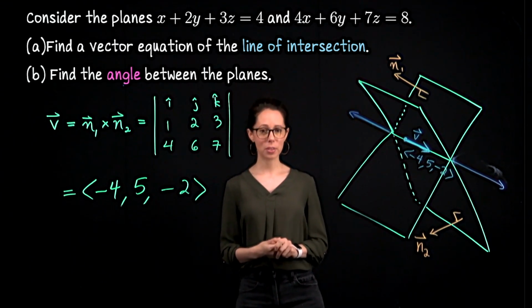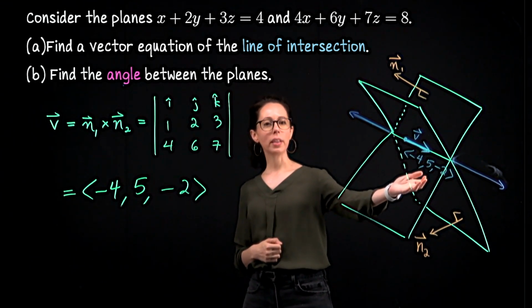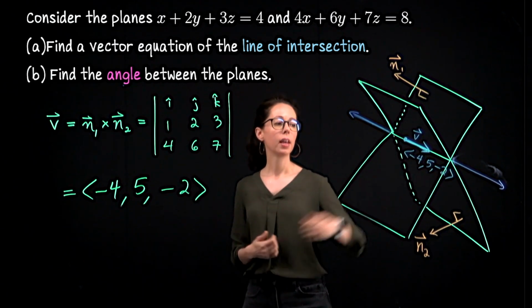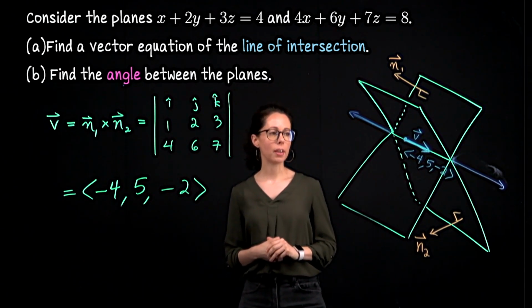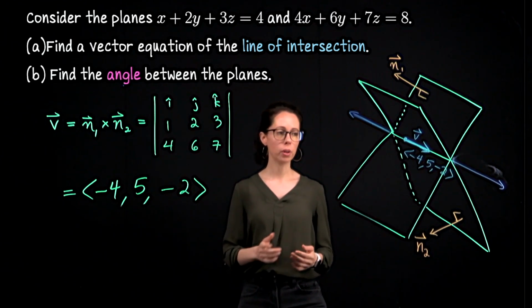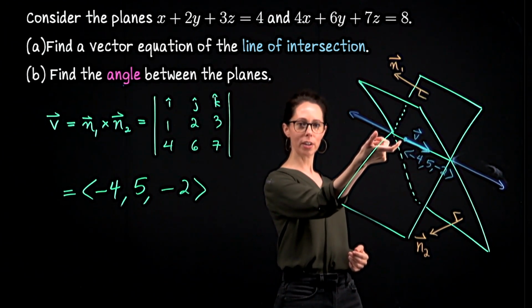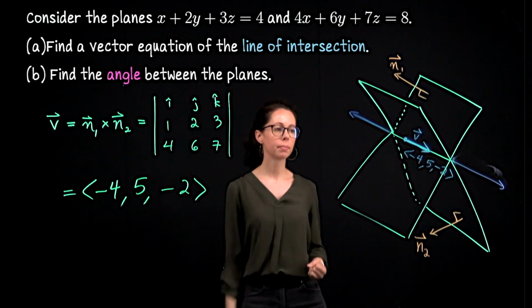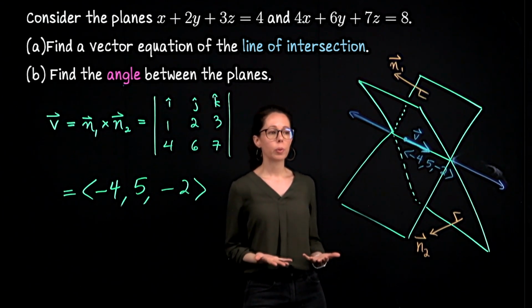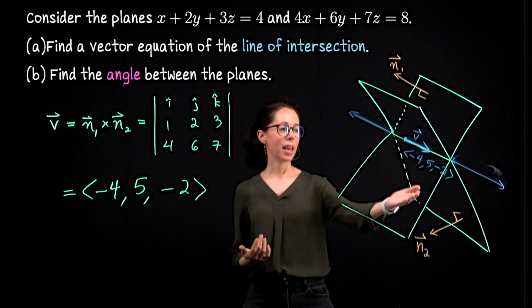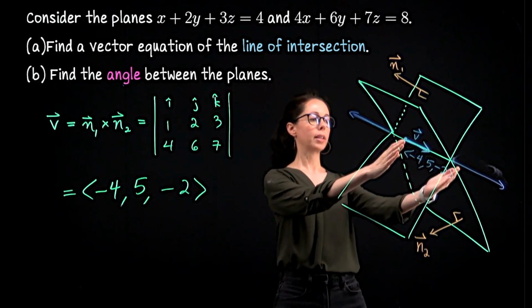I said we will use this vector because this is not the only direction vector that would work. Another vector that would work would be 4, negative 5, 2. If this is v, the vector I just described points the other way. Another vector that would work is negative 8, 10, negative 4. That would be twice as long, right?